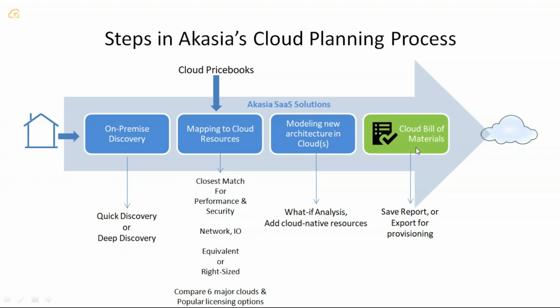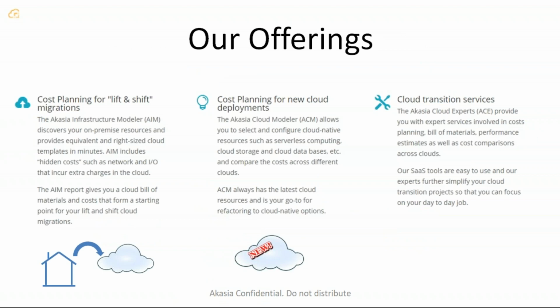And then finally, you get the cloud bill of materials. This is a report that you can save and then pass along within your team for further discussion or review. And once you're ready to do the migration, you can take this report and export it into a provisioning tool and do your single-click migration as well. So this is a quick view of the steps in Akasia's cloud planning process. And I'll also show you the live demo of our product so that you get to see it.